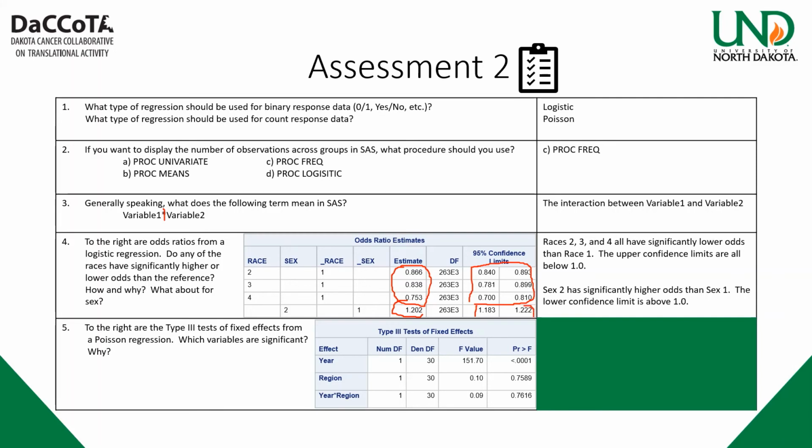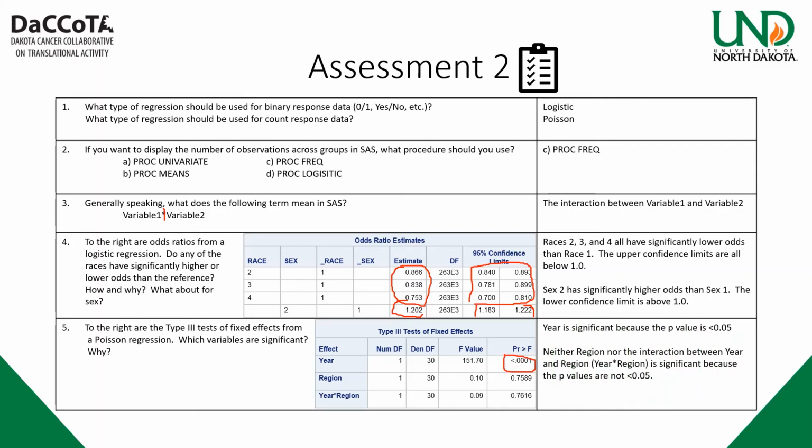And finally, to the right, we got type 3 fixed effects from a Poisson regression. And it looks like year is significant because the p-value is below 0.05, whereas region and that interaction term, they are not because their p-values are not significant.